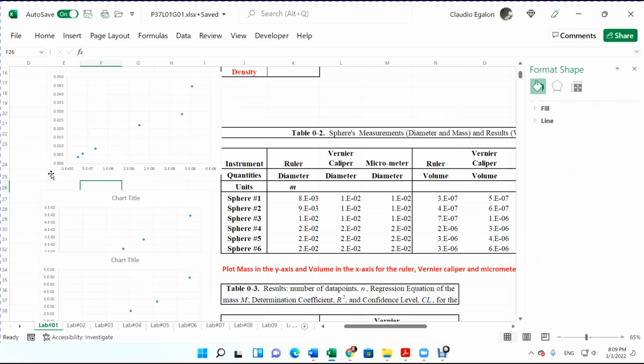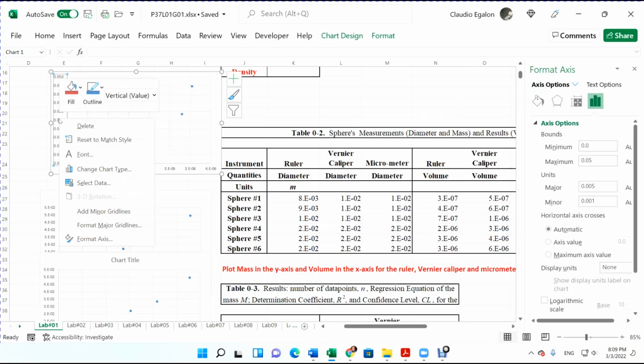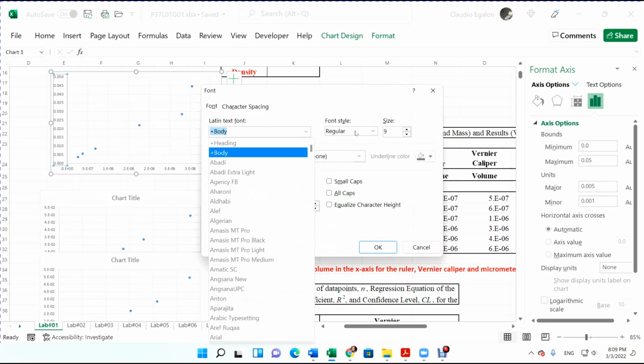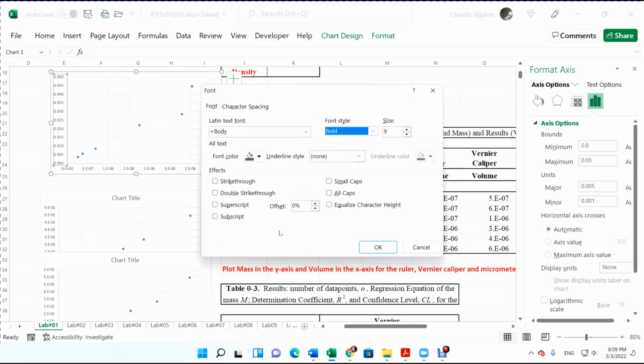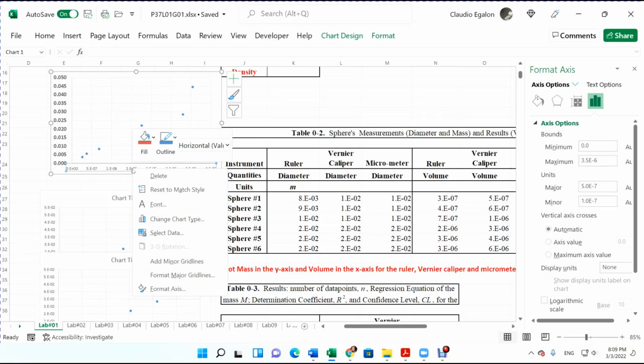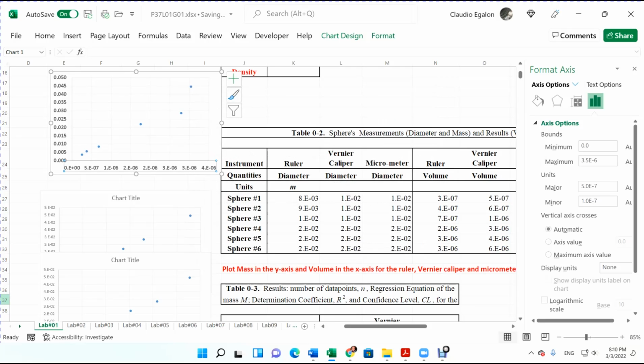What I like to do, the numbers that are in the axis, I like to put them in boldface. Boldface, here you go. And I also like to put them in a large size, otherwise it's difficult for me to read. Here you go. See that? I'll put this one in boldface as well. Boldface. Size 12. Alright?